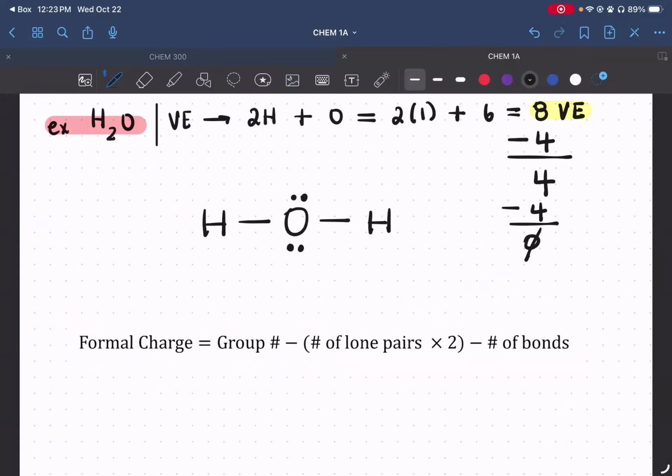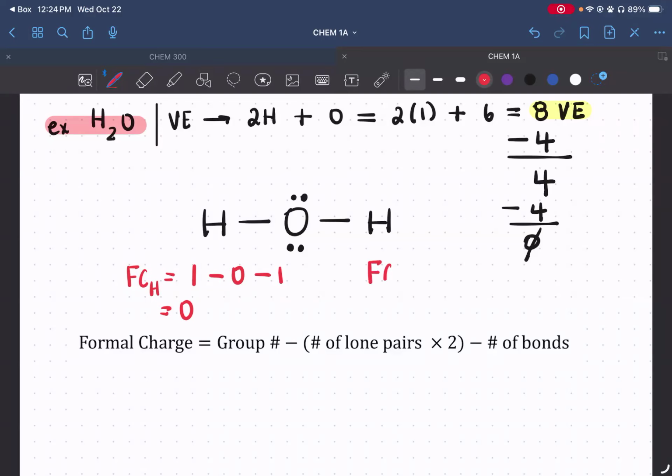Arbitrarily starting with hydrogen on the left, we go in order. Hydrogen is in group 1 minus the number of lone pairs. Well, the hydrogen has no lone pairs. 0 times 2 is 0. Minus the number of bonds. We can see that that hydrogen specifically has 1 bond. That's equal to 0. So the formal charge of this hydrogen is 0, aka neutral.